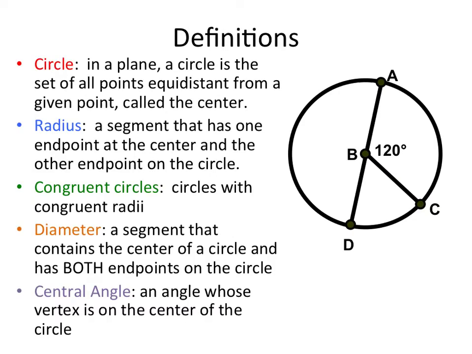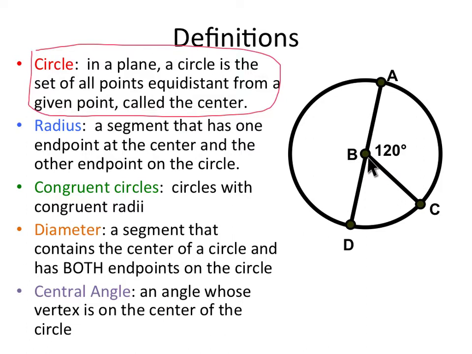Okay, so here's a huge page of definitions. A circle, and let's just outline this here. In a plane, a circle is a set of all points equidistant from a given point, and that given point is called the center. As you can see right here, we have a circle, and all the points on this circle are the same distance away from the center B. So that's what a circle is.